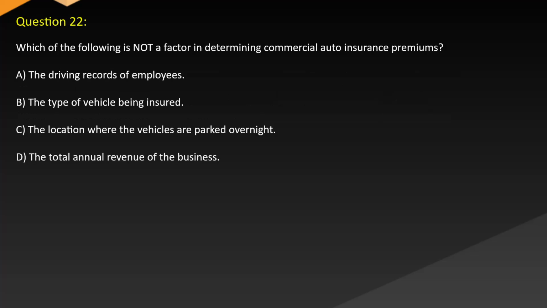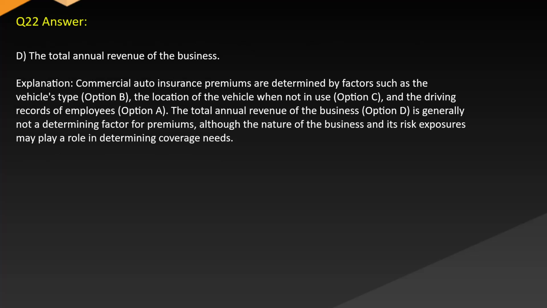Question 22. Which of the following is NOT a factor in determining commercial auto insurance premiums? A. The driving records of employees. B. The type of vehicle being insured. C. The location where the vehicles are parked overnight. D. The total annual revenue of the business. Answer: D. The total annual revenue of the business.